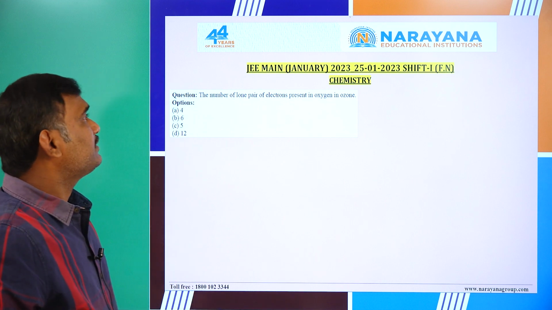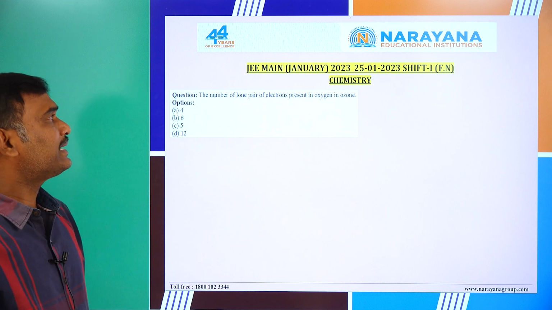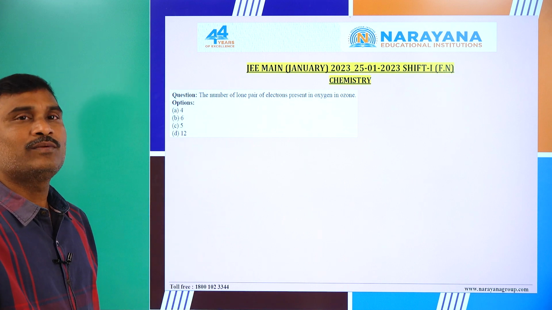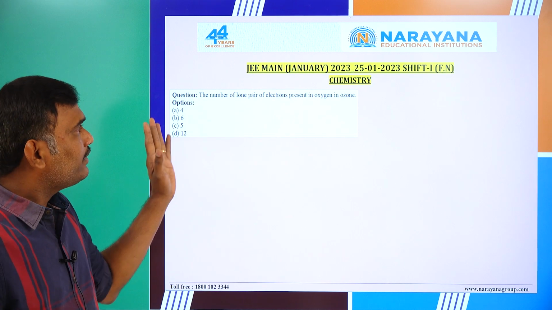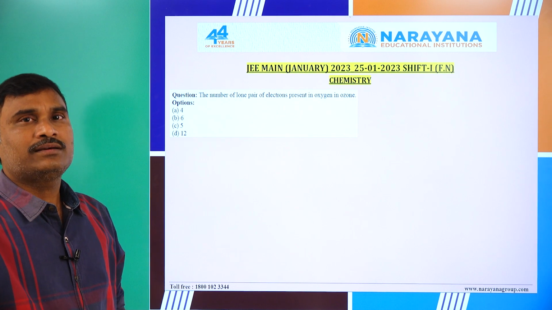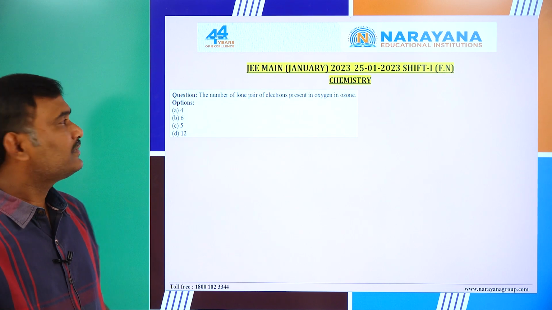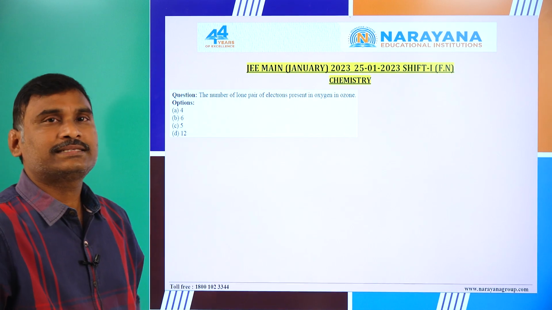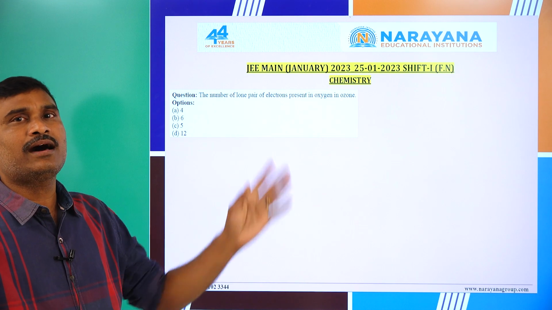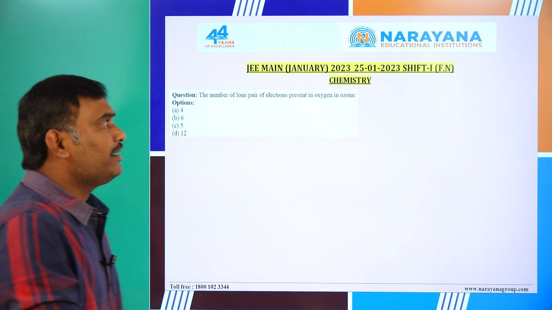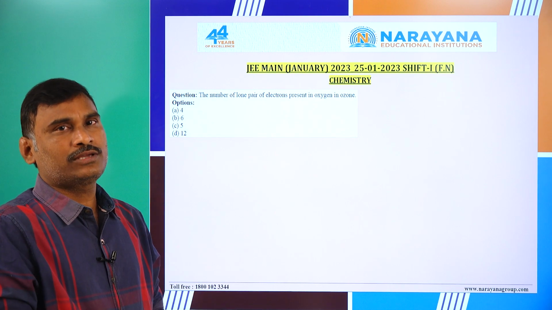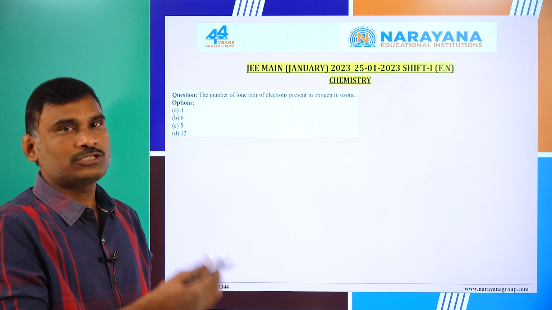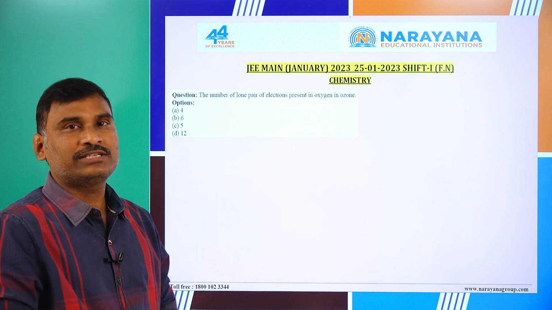Yes, students, the number of lone pairs of electrons present in the oxygen in ozone. This question generally comes from the chemical bonding chapter. Now, number of lone pairs: this question is based on Lewis dot structures. If you know the molecule perfectly, it is easier for you, and there is no problem to solve this question.